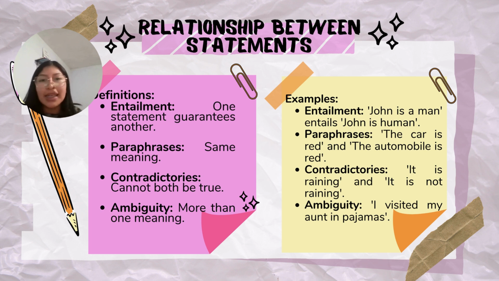For example, "John is a man" entails "John is human." "The car is red" and "the automobile is red" are paraphrases. "It is raining" and "it is not raining" are contradictories, and "I visited my aunt in pajamas" is ambiguous.